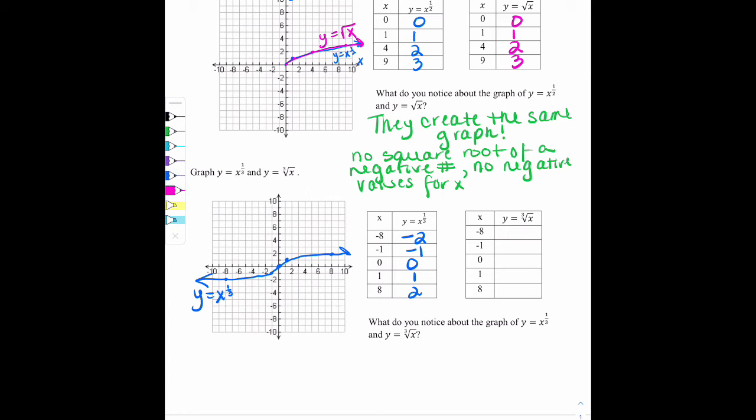Then, y equals the cube root of x. You should have (-8, -2), (-1, -1), (0, 0), (1, 1), (8, 2). So just like in the previous graph, we end up with a graph that falls right on top of our first one, y equals x to the 1/3. And again, for our answer to what do we notice about these graphs, they create the same graph.